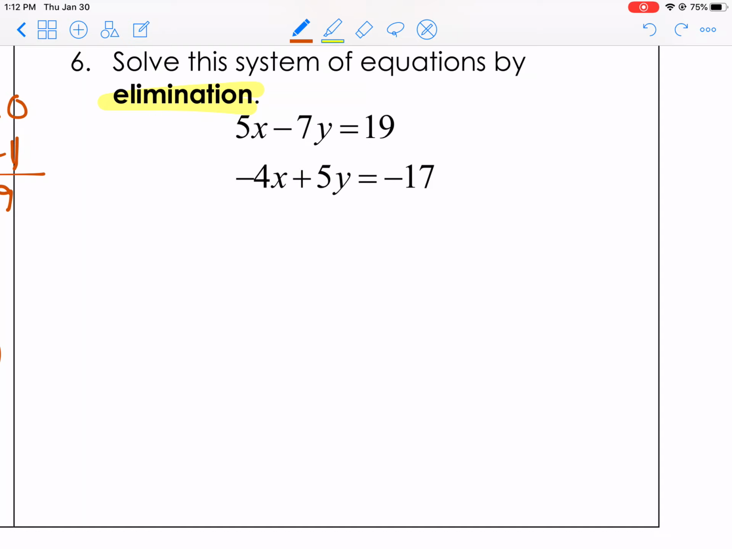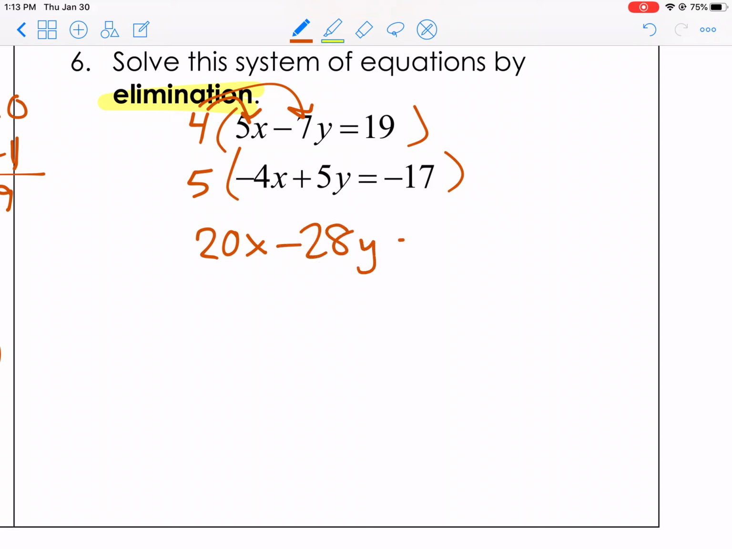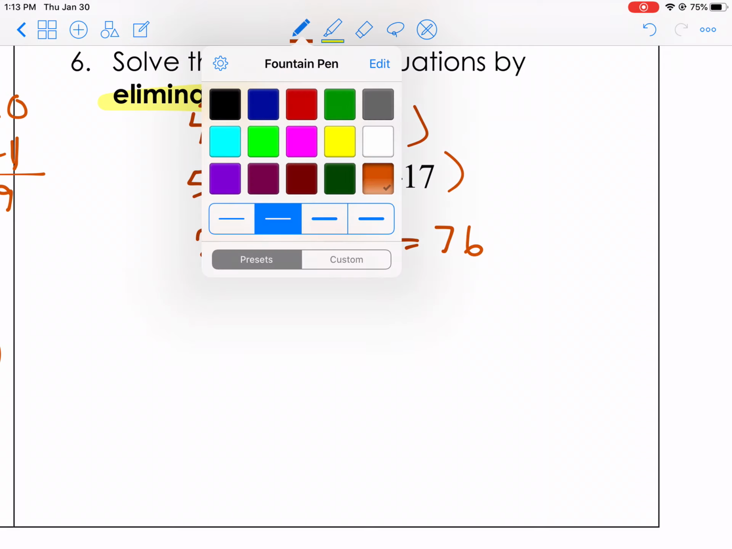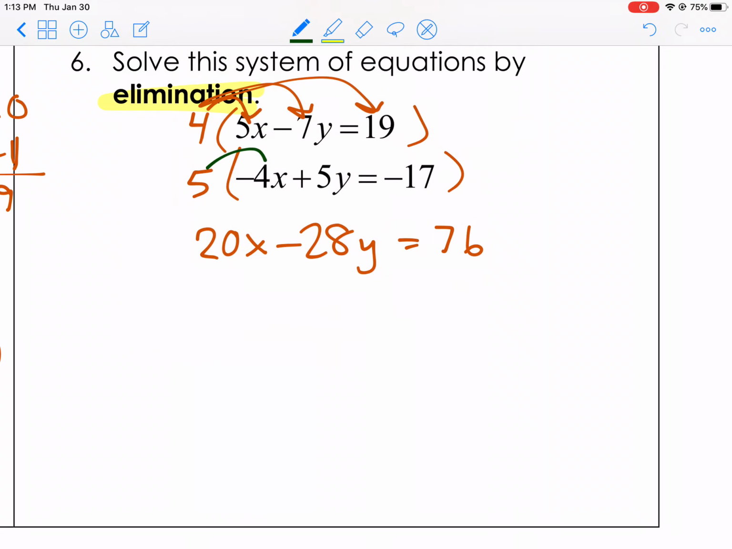I'm going to go ahead and get rid of the x's. So I'll multiply the top by 4 and the bottom by 5. Let's do the top equation first. 4 times 5, that's 20x. Is that right? 40 and 36. Yeah, I think that's right. Okay, and the second equation.